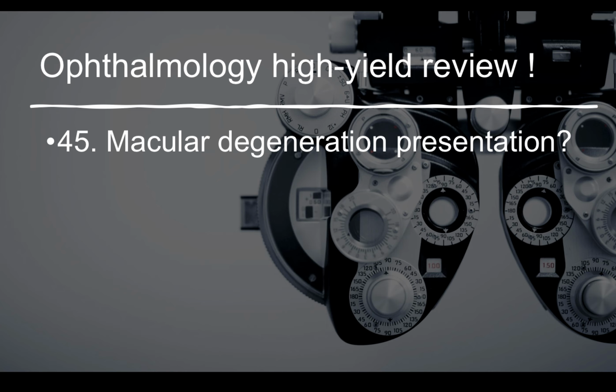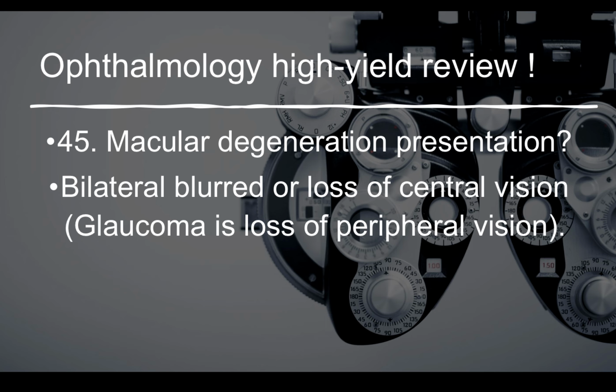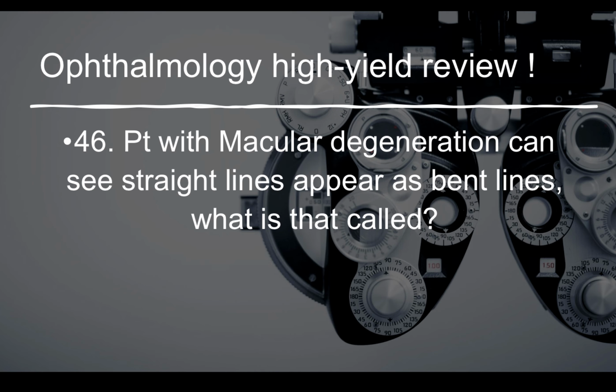Macular degeneration presentation. With the macular degeneration, you're going to see that bilateral blurred or loss of central vision. Glaucoma is a loss of peripheral vision. Peripheral glaucoma, central macular degeneration. Patient with a macular degeneration can see straight lines appear as bent lines. What is that called? That is called metamorphopsia.